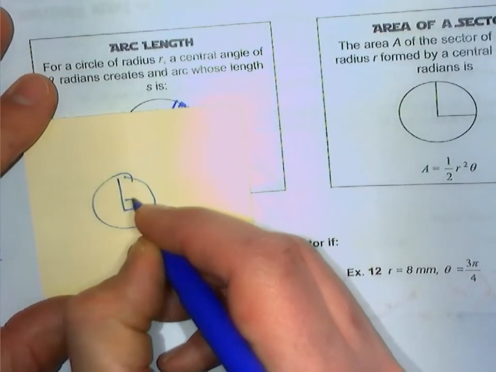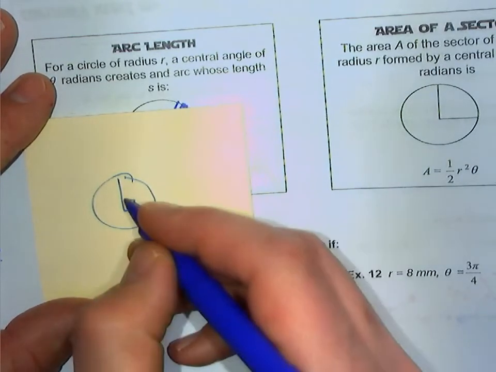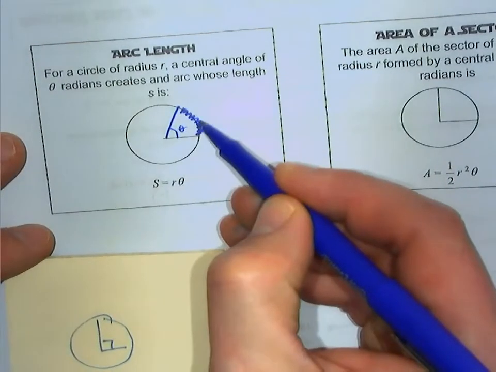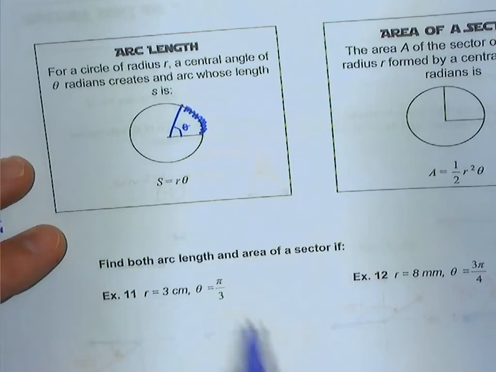That's a fourth of the circle, isn't it? That's 90. That's a fourth. So then we would take that 1/4 times the circumference to get that fourth of the circumference. Okay? Well, now we don't have to do that. We can just use this little formula.